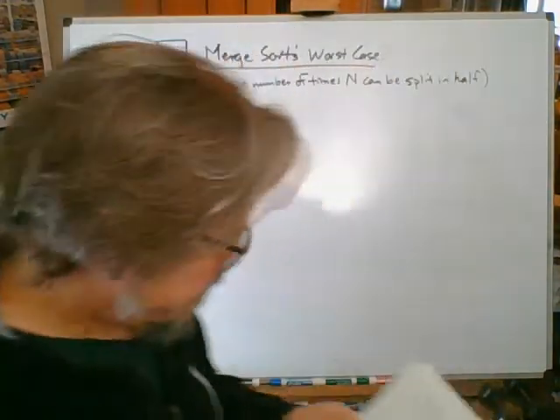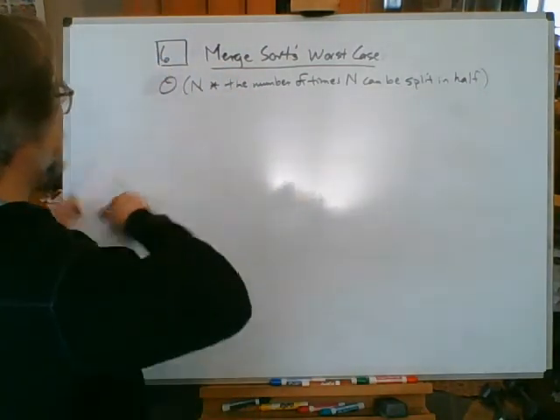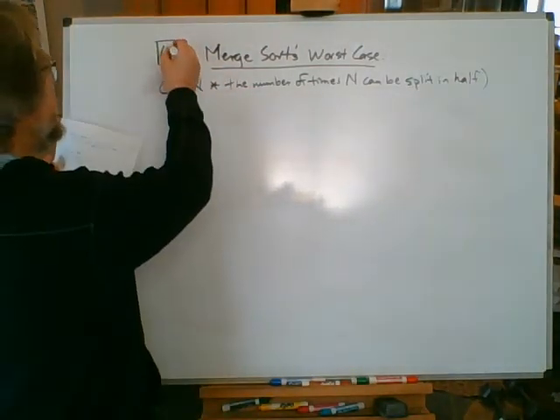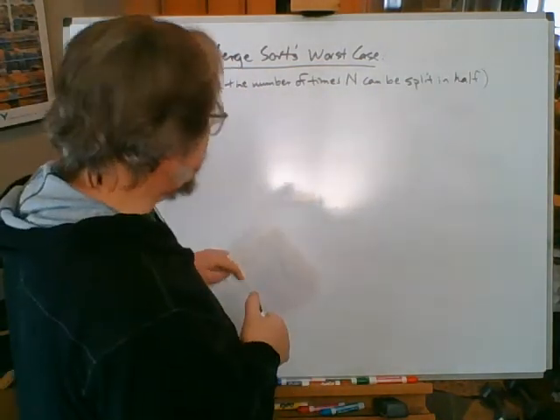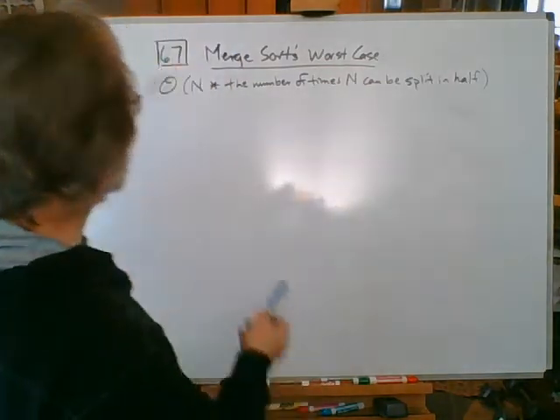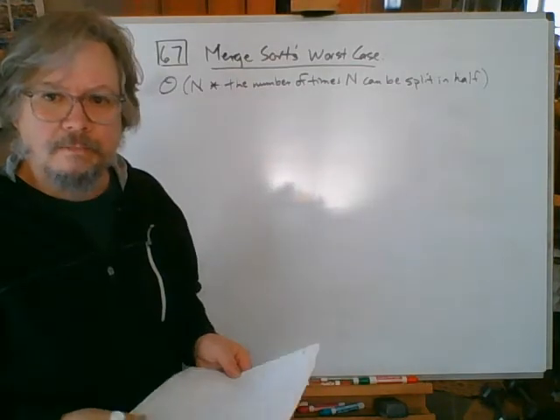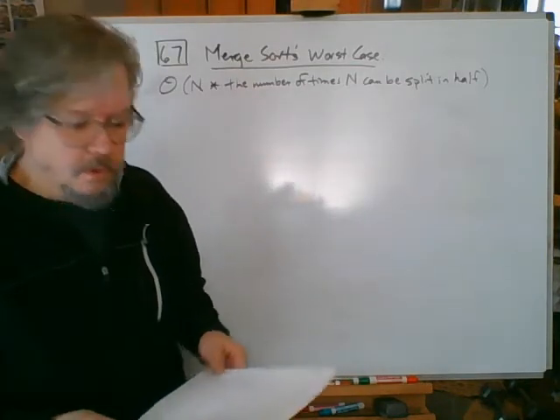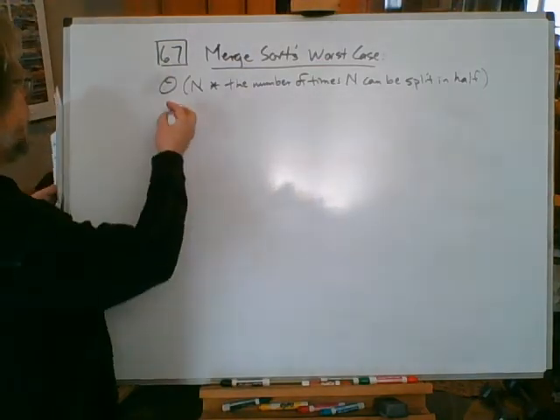Hello. This is video number 67, and we're still taking a look at merge sort's worst case, even though I said we're done with it. We are. We already have the order of magnitude. The order of magnitude is order n times the number of times n can be split in half. Yeah, but we don't want to have to say that every time we're talking about merge sort, the worst case or the average case or any other case. So let's go off on a little bit of a tangent, shall we?